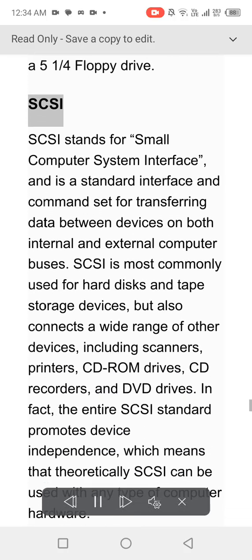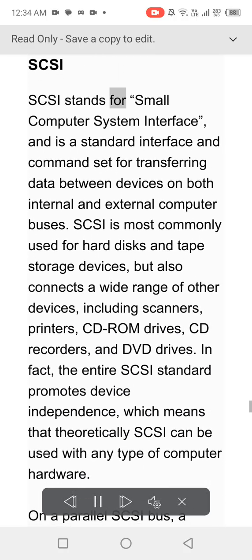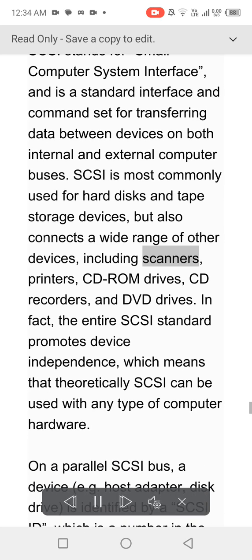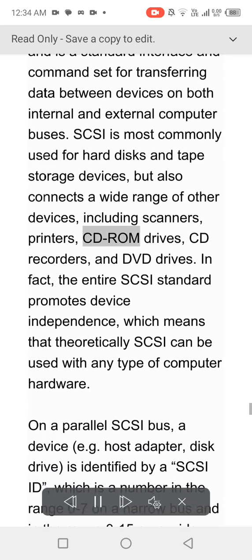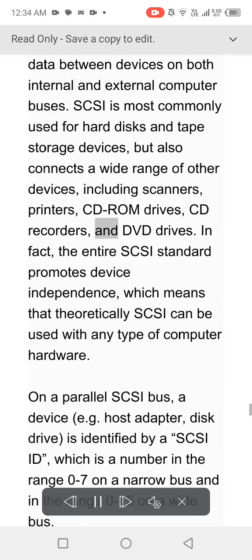SCSI. SCSI stands for Small Computer System Interface and is a standard interface and command set for transferring data between devices on both internal and external computer buses. SCSI is most commonly used for hard disks and tape storage devices, but also connects a wide range of other devices, including scanners, printers, CD-ROM drives, CD recorders, and DVD drives.